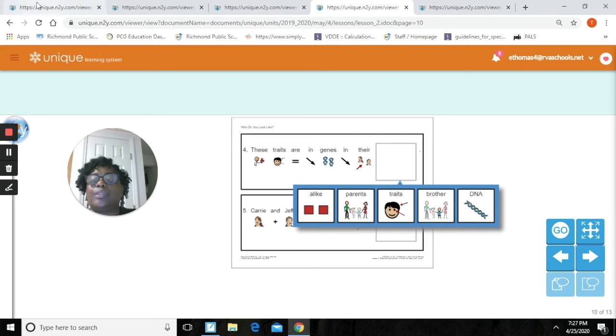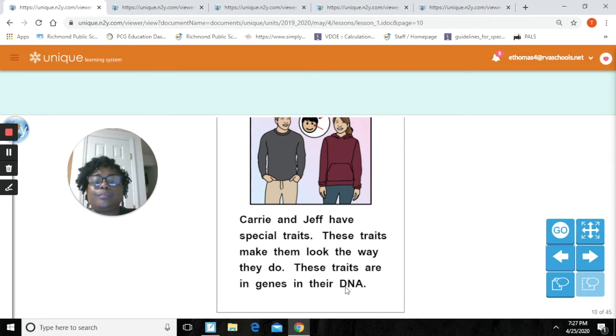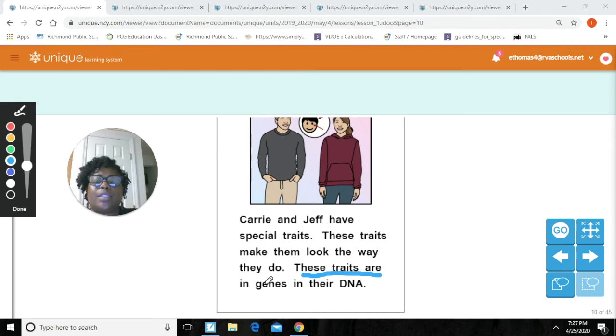Let's check the story. And there it is. These traits are in genes in their what? DNA.